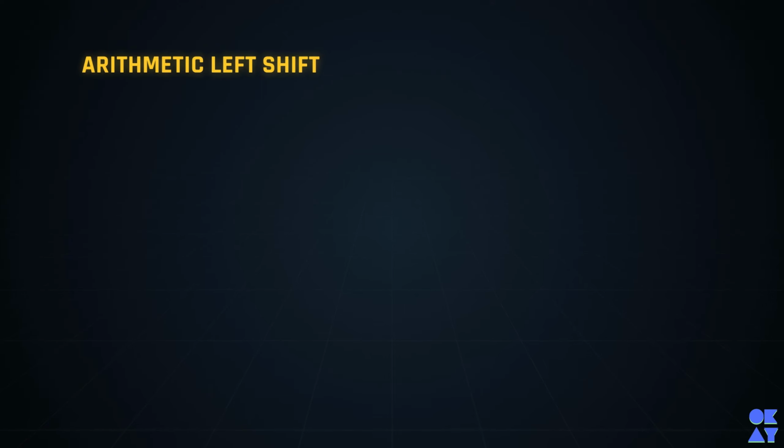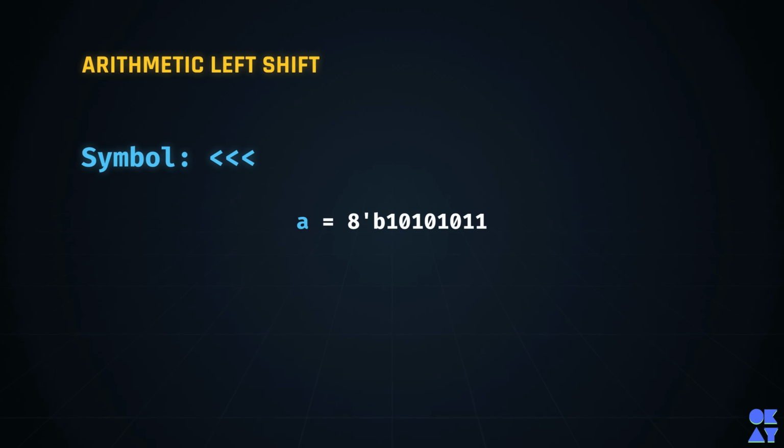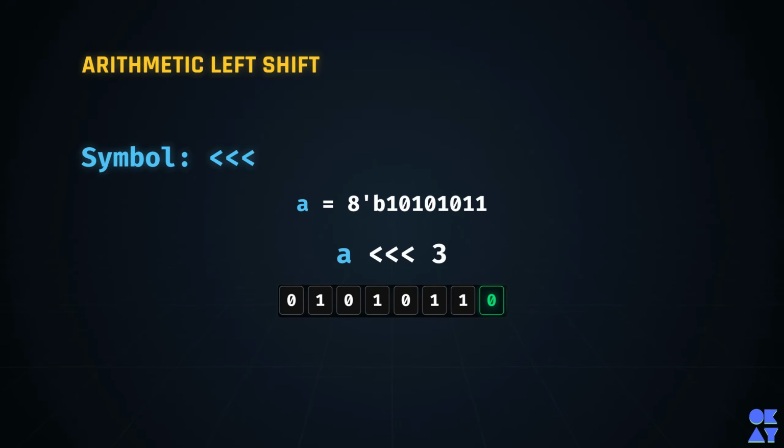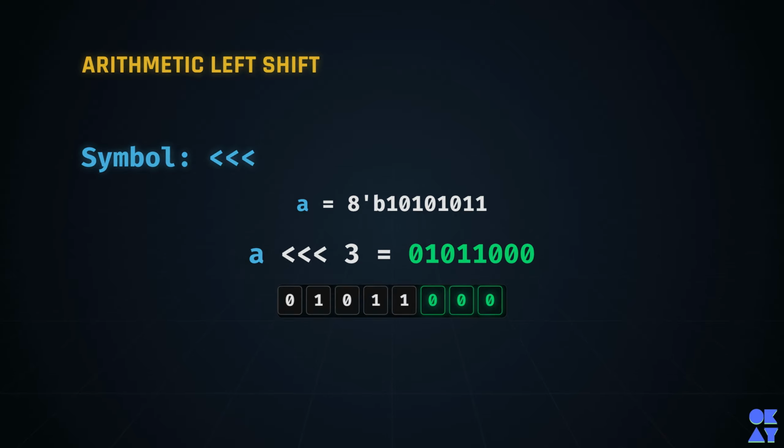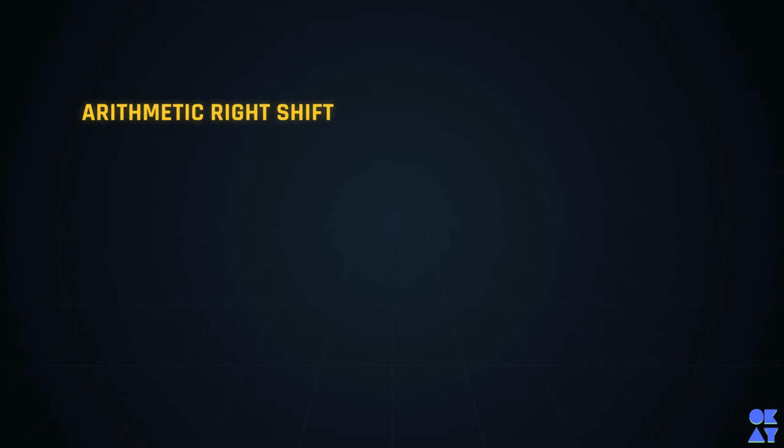Arithmetic left shift. Symbol is triple less than. This is the same as logical left shift. Append 0 on emptied places. Let A equals 7'b10101011. A arithmetic left shift by 3 is 01011000.